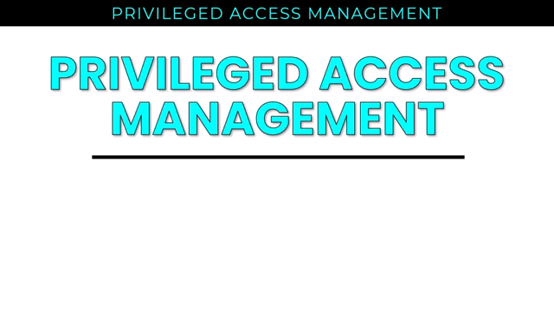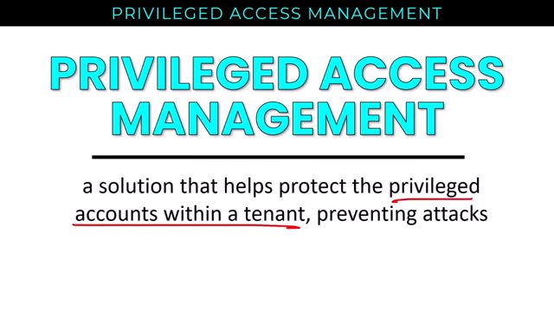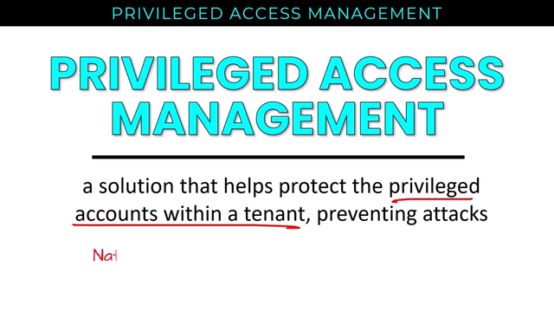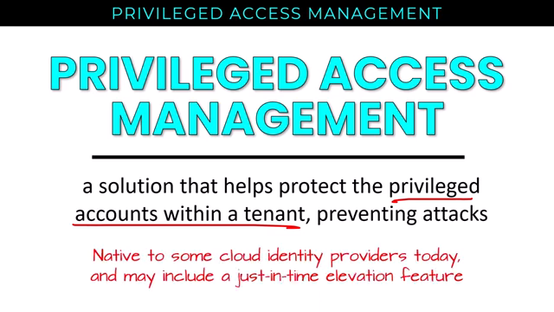So let's talk about privileged access management for a moment. This is a solution that helps protect privileged accounts within a tenant, preventing attacks. It also provides visibility into who is using privileged accounts and what tasks they are being used for. So native to some cloud identity providers today, you may see a just-in-time elevation feature that allows users to activate a privileged role to perform their tasks, and then that privilege is removed when they indicate they are done with the task or after a period of time, a finite period of time.